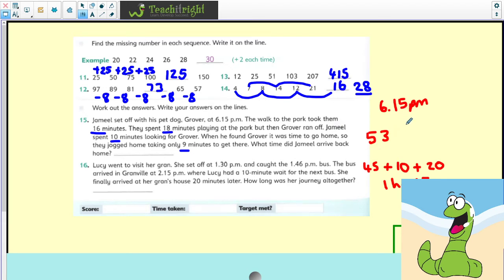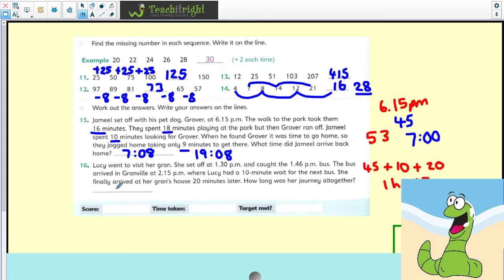There's a couple of different ways of approaching this. If we were to add 45 minutes, that of course would take us to 7 o'clock, and then the difference between 45 and 53 is 8. So the answer to this question is 7:08. Now we'd also give you the mark if you wrote it in the 24-hour clock, so that would be 19:08, or even if you wrote it in words and you wrote 8 minutes past 7, we'd also give you the mark there.